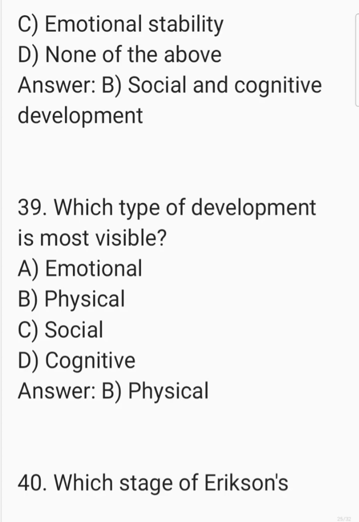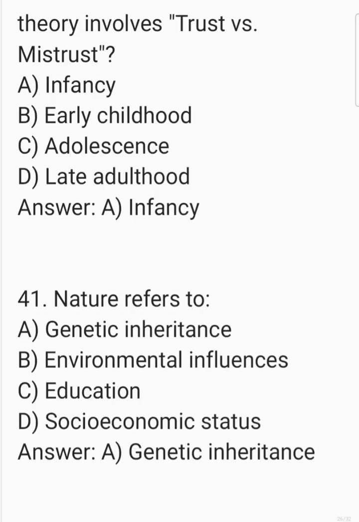39. Which type of development is most visible? A. Emotional, B. Physical, C. Social, D. Cognitive. Answer: B. Physical.